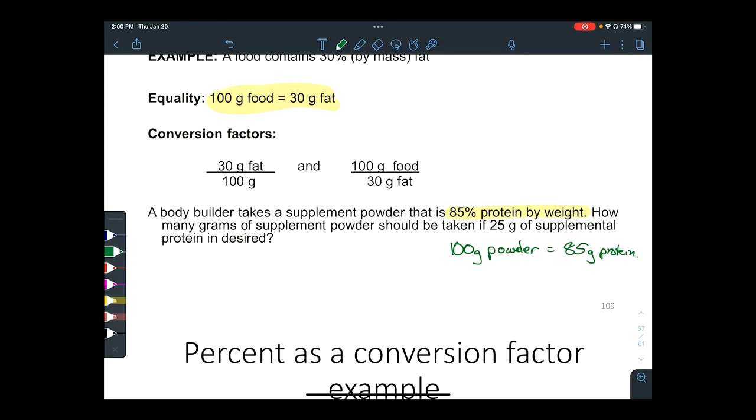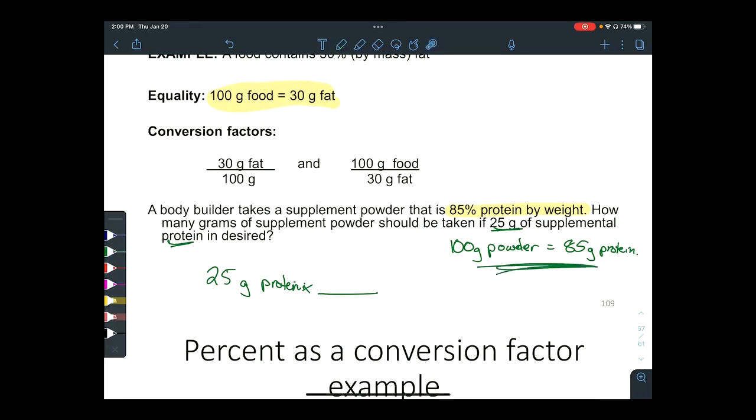If this bodybuilder wants 25 grams of protein, how much powder do they actually need? I'm going to start with 25 grams of protein on the top. Based upon this conversion that I just came up with, do I want to put the 85 on the top or the bottom to make the units cancel? If I'm starting with grams of protein, is 85 going to go on the top or the bottom? Bottom. See how with percentages, it's often difficult thinking, do I have to divide by 85 or multiply by 85? Again, dimensional analysis takes the guesswork out of it.